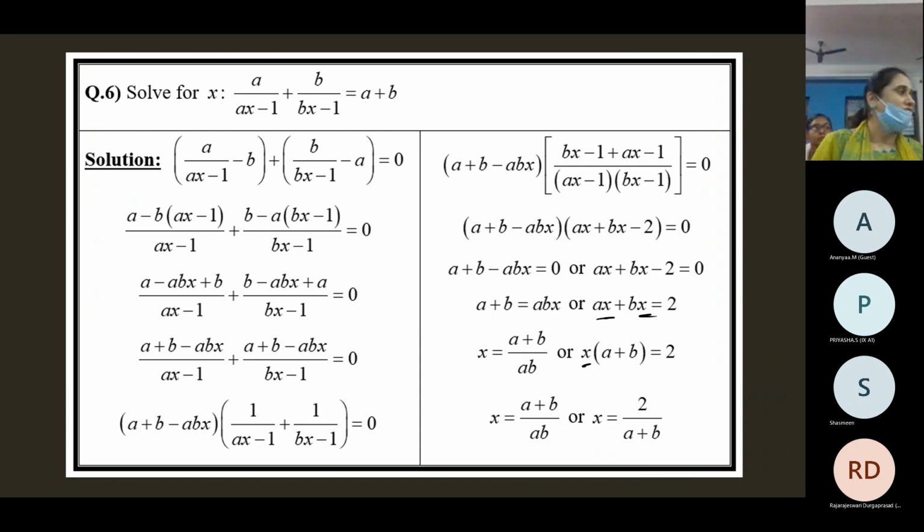So when you're solving for x and there are two x terms, you should take out x common. And you should not cancel the terms that have x in them. Then you lose one value for x.